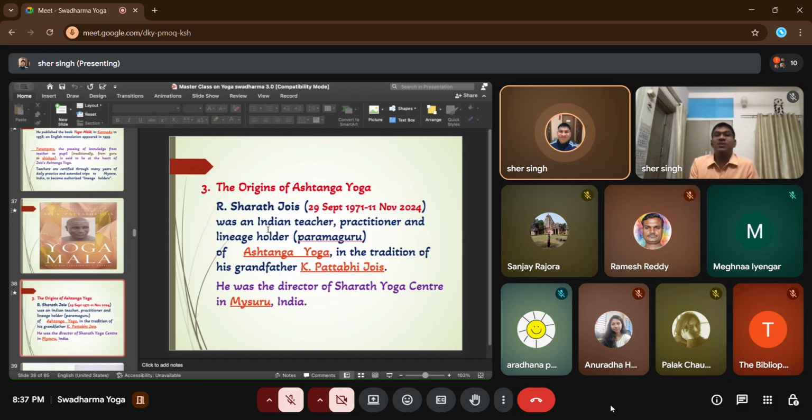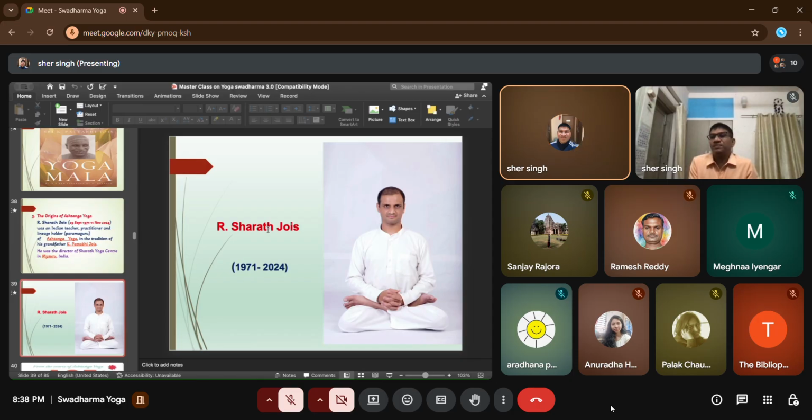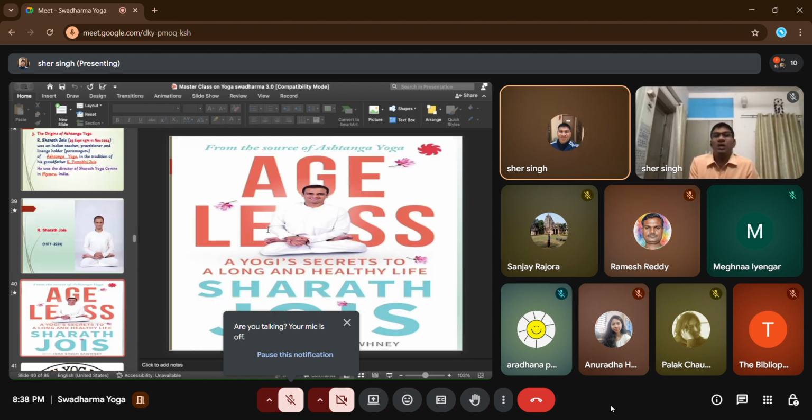Then next came R. Sharath Jois. Sharath Jois was the grandson of K. Pattabhi Jois, and he continued the tradition of Ashtanga Yoga, which was first established by Tirumalai Krishnamacharya, then Pattabhi Jois, and then Sharath Jois. Unfortunately, on 11th November 2024, when Sharath Jois Guruji was in the USA, he died of a sudden cardiac arrest. This is our last guru, R. Sharath Jois, 1971 to 2024. He wrote this book, Ageless. I have read this book.